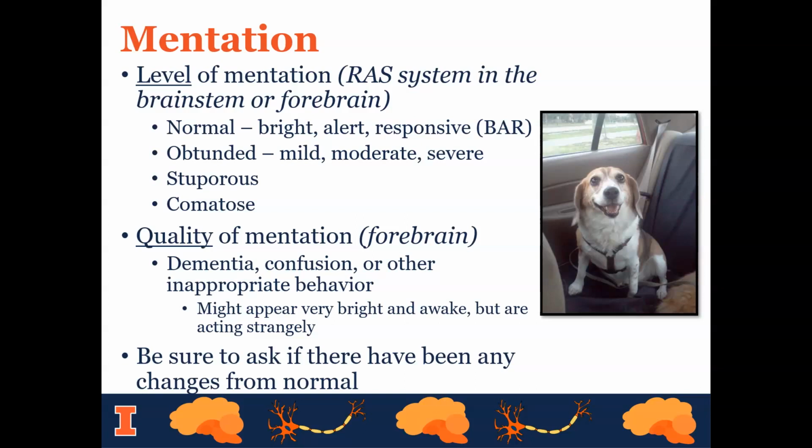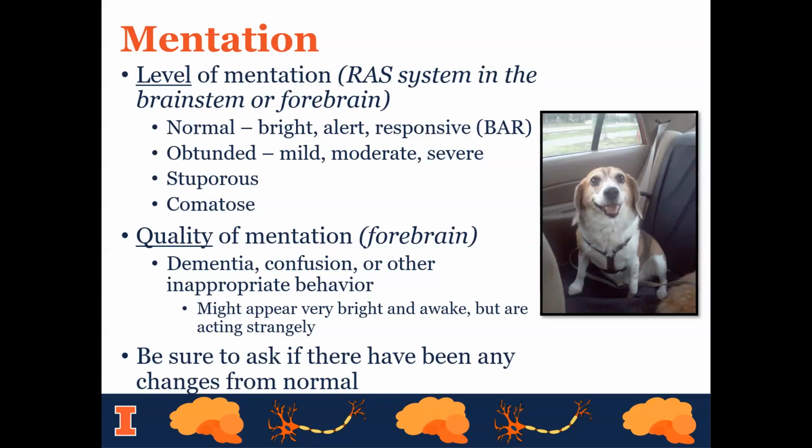Stuporous is a level below coma where this animal is rousable, but does tend to fall asleep or is very sleepy when you're not handling the pet. And it requires you to do something annoying, like picking up and moving the animal around or pinching toes or being loud or in some way being irritating to try and stimulate a response. And so in that case, we would have a stuporous animal who requires an irritating stimulus to respond to you.